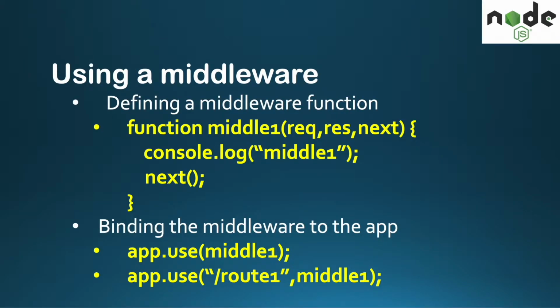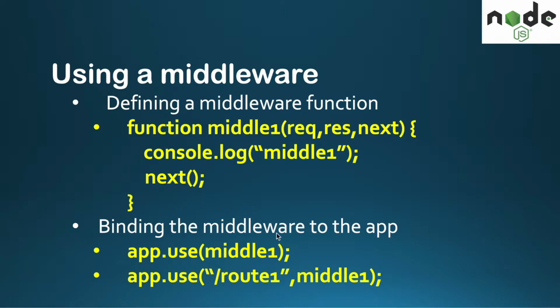So, how do we use the middleware? There are two parts to using the middleware. First is defining the middleware function, and second is configuring or binding the middleware to the Express app. As we discussed earlier, the middleware function takes three parameters: the request object, the response object, and the next function. It executes its logic, its code, and manipulates the request and the response objects. And at the end of it, it will call the next function. So that is how we define a middleware function.